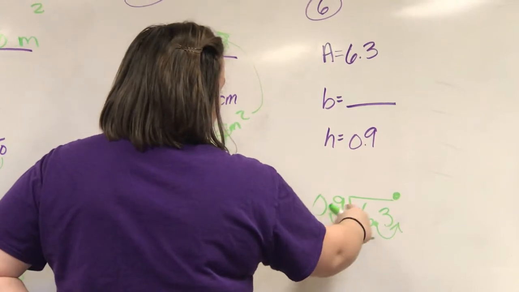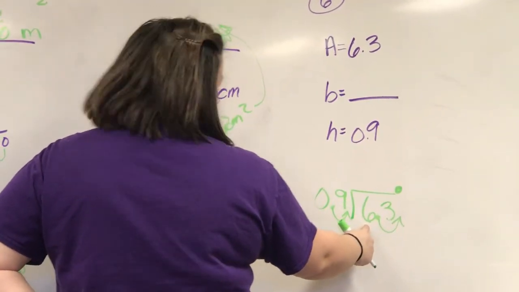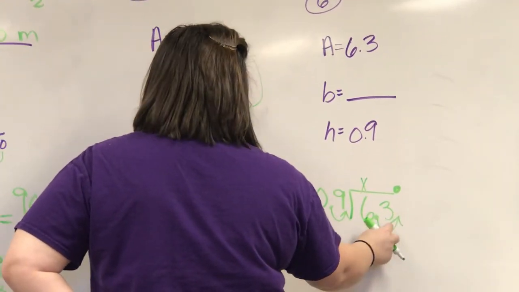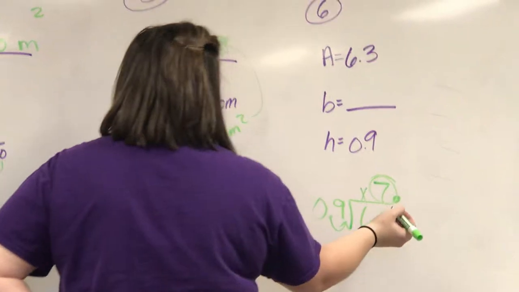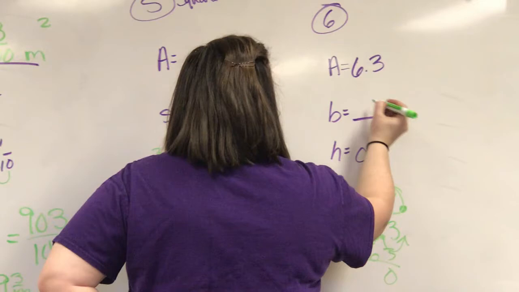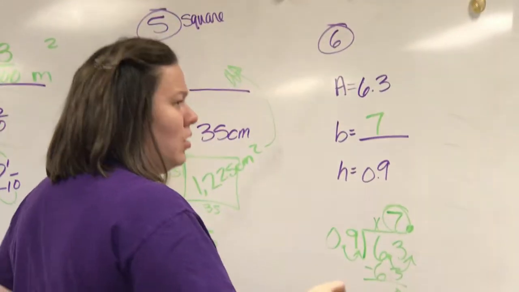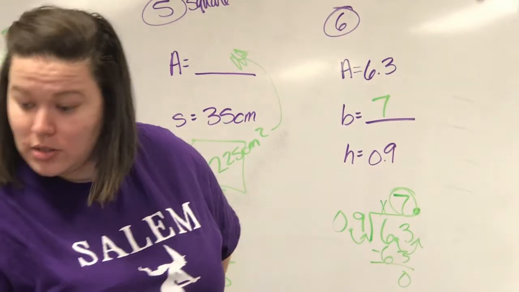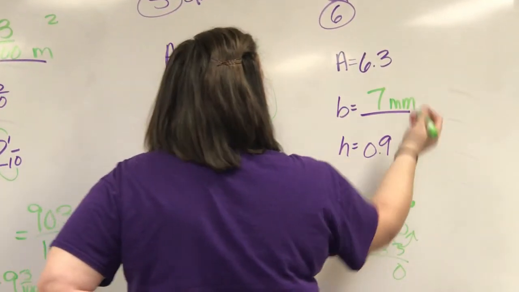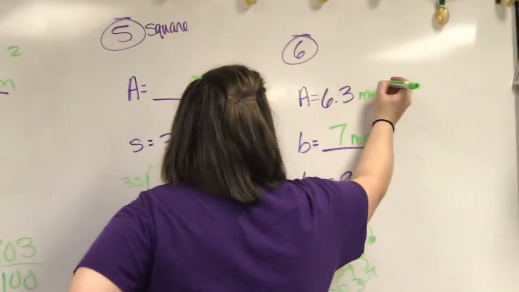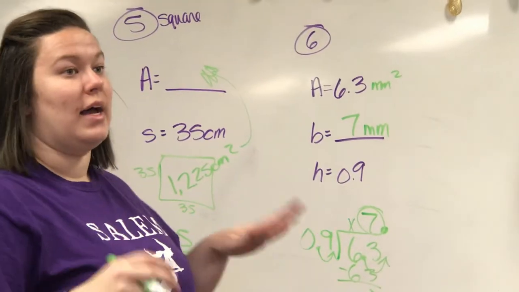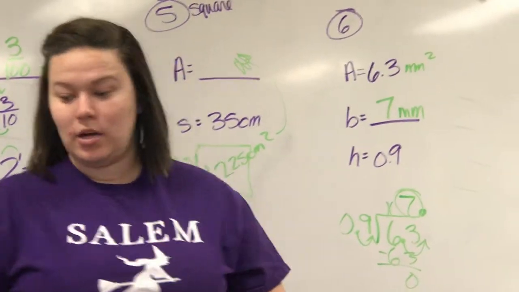Can 9 fit into 6? No, it cannot. Can 9 fit into 63? It can, 7 times. 63, 0. The base is 7, and I don't know if it's inches, centimeters, it's millimeters. And remember, this one does not get a square. This one should have millimeters squared on that one. This one does not because it's just going to be one of your flat line. It's not an area that's in there.